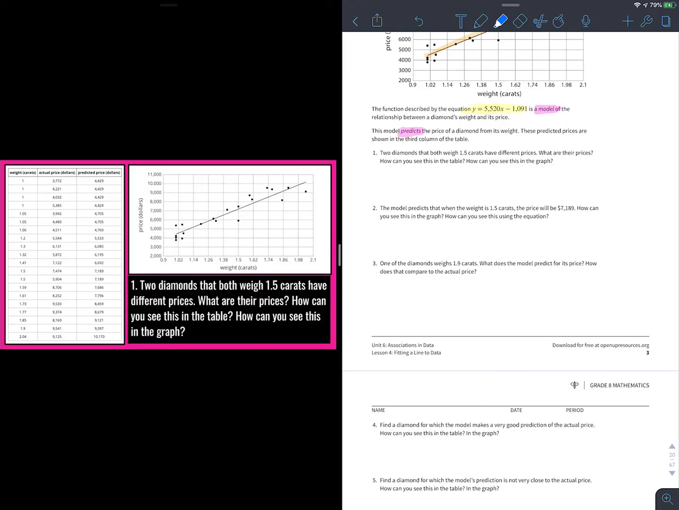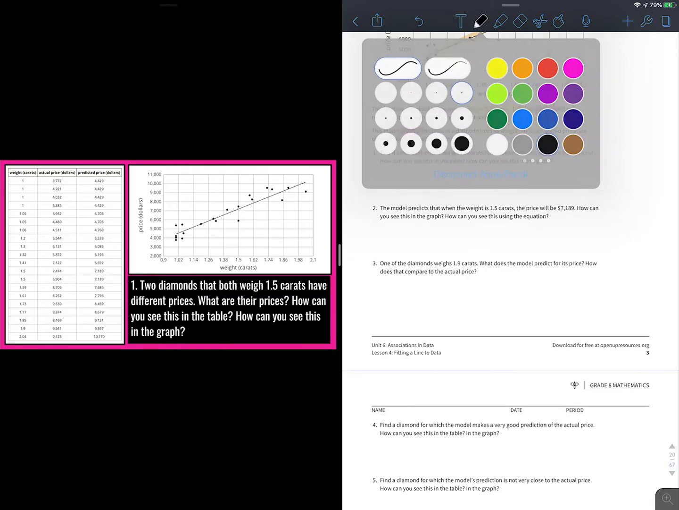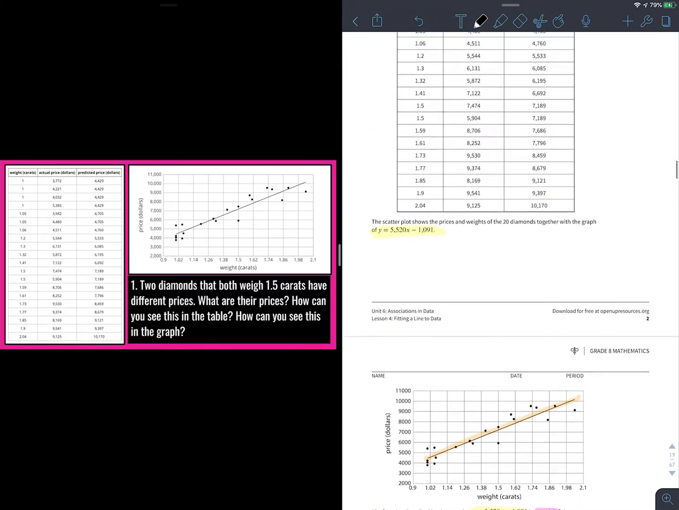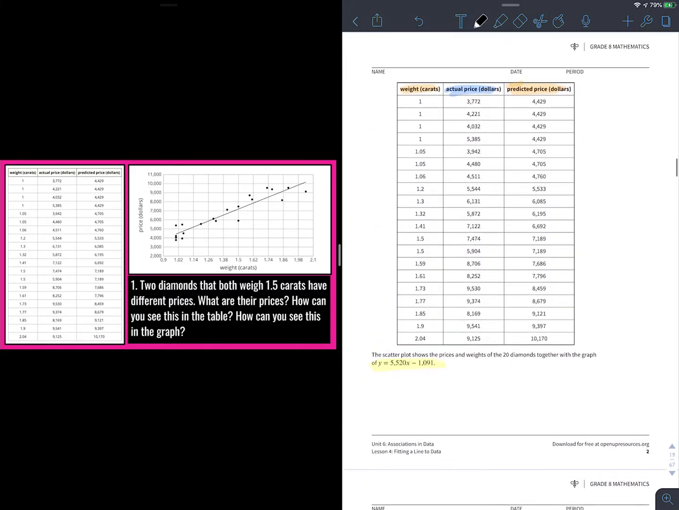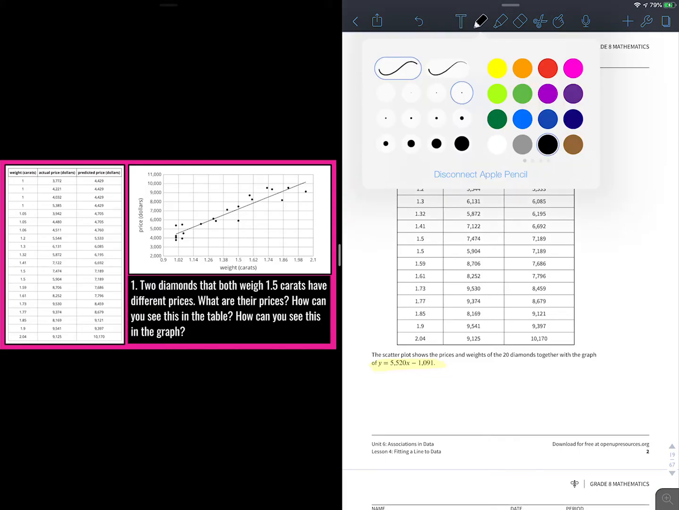Okay, so starting with the first question, about 2 diamonds that both weigh 1.5 carats have different prices. What are their prices and how can you see this in the table? How do you see this in the graph? Okay, so let's go to that 1.5. Here's where we see it in the table.